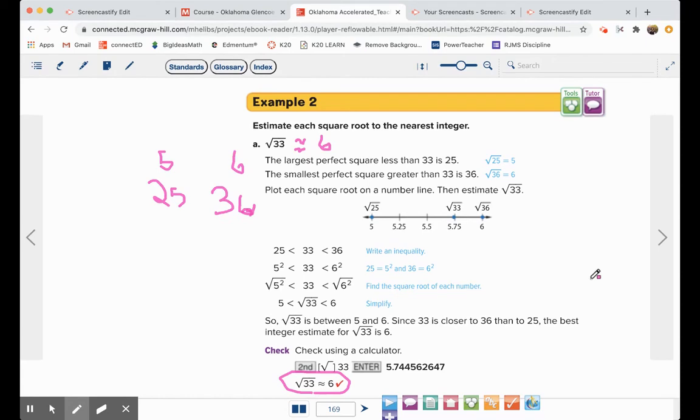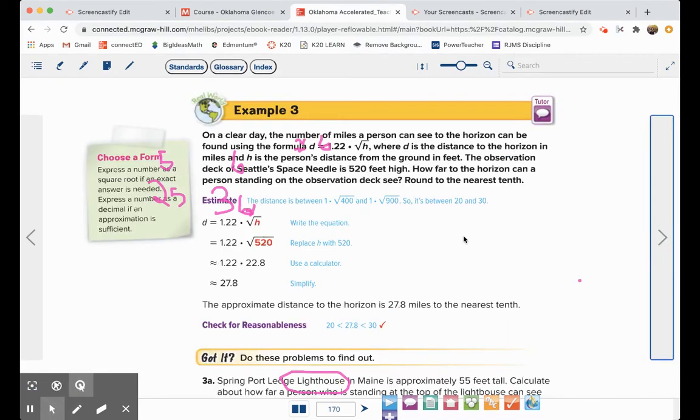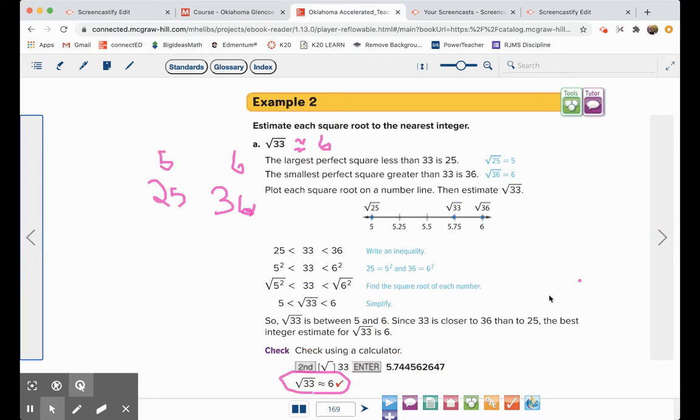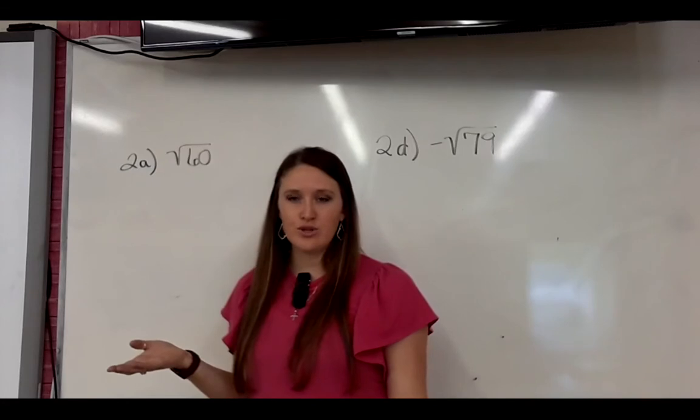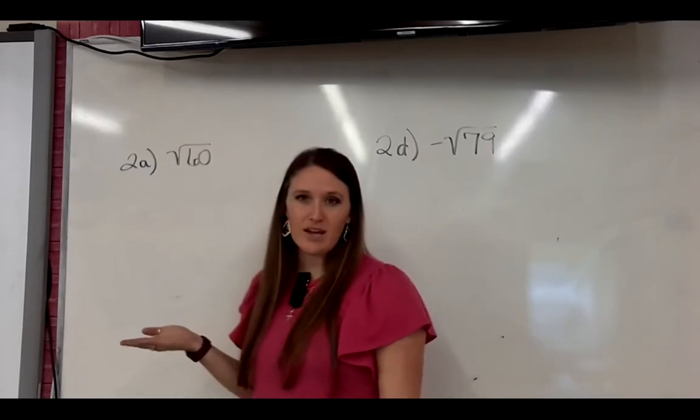So I want you, let me switch back to my arrow. Oops, wrong way. You are going to do 2A and 2D. You don't have to do all 4 of these, just the 2 that are circled. 2A and 2D. Okay, on example 2, I don't want you using a calculator on these.